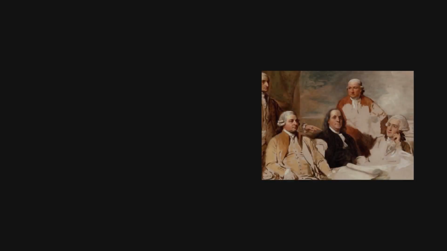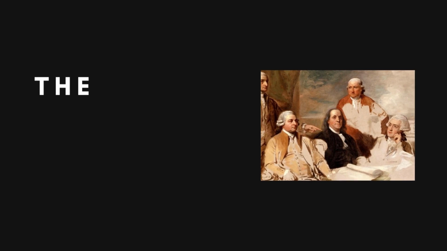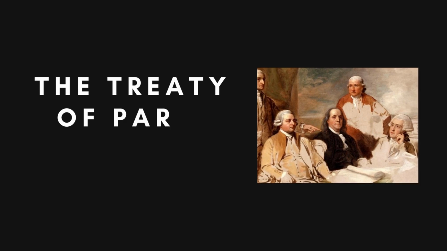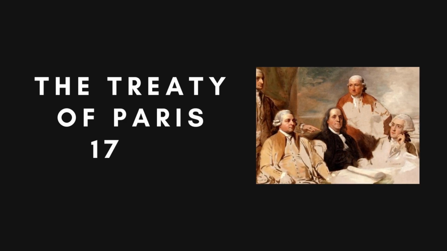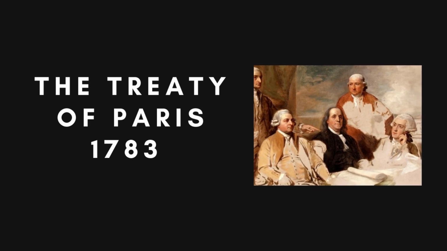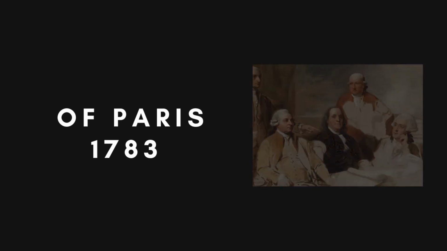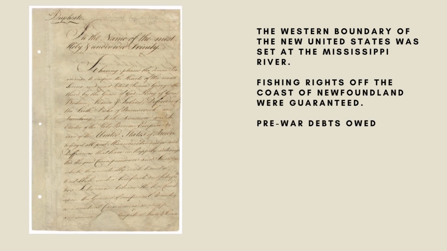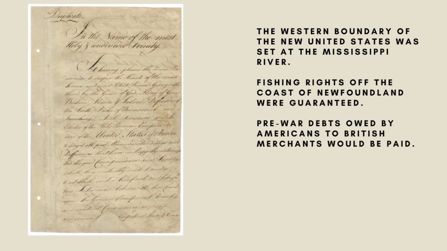The Treaty of Paris 1783 ended the war. It was negotiated on the American side by individuals such as John Adams, Benjamin Franklin, and John Jay. Great Britain recognized its former American colonies as an independent nation. The western boundary of the new United States was set at the Mississippi River. Fishing rights off the coast of Newfoundland were guaranteed. The states were encouraged by the Continental Congress to restore homes, land, and confiscated possessions back to Loyalists.